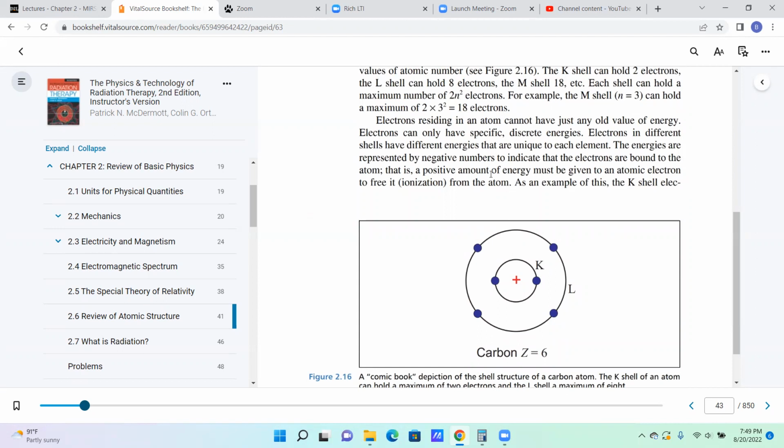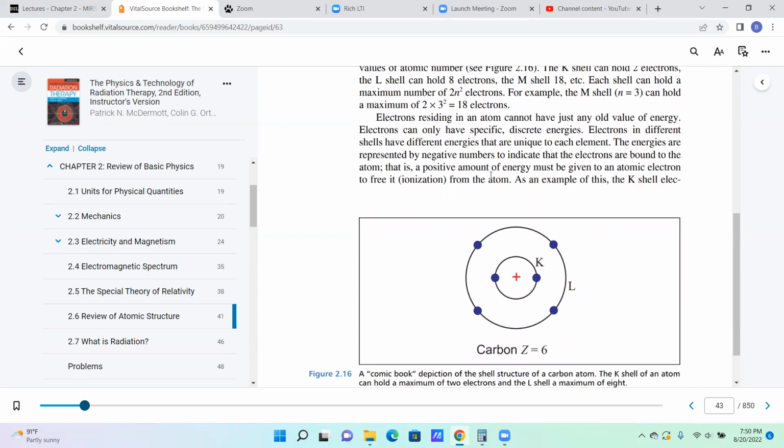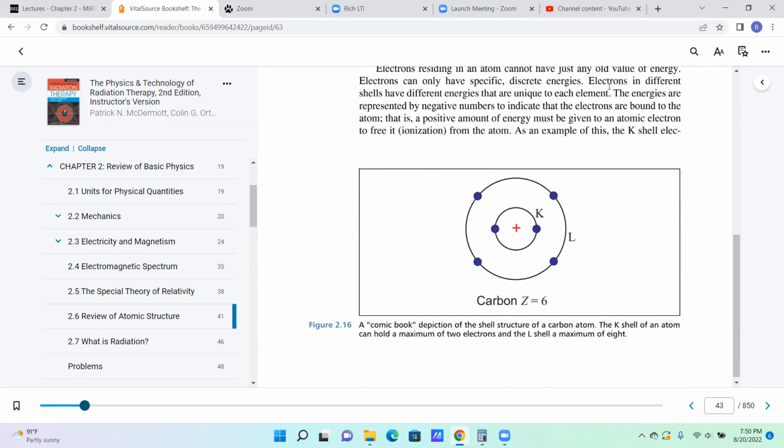Electrons residing in an atom cannot have just any old value of energy. They're only specific discrete energies. Electrons in different shells have different energies that are unique to the element. The energies are represented by negative numbers to indicate that the electrons are bound to the atom. In other words, a positive amount of energy must be given to the atomic electron to free it from the atom.